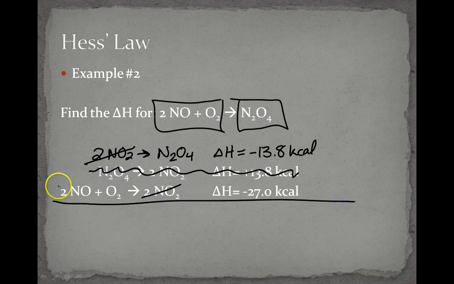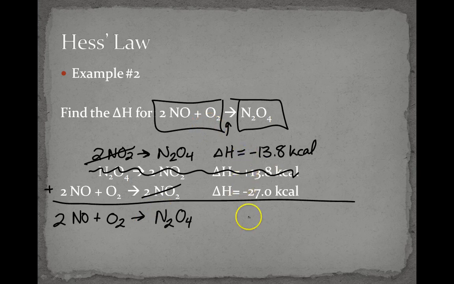And if we were to add up these two reactions, we would have two NOs reacting with an oxygen to make a dinitrogen tetroxide. That's the overall reaction that we were going for. Since this reaction now matches our overall reaction, we can add up the delta H values to find the overall enthalpy for this reaction. So you do negative 13.8 plus negative 27, and you should get negative 40.8 kilocalories for this overall reaction. So that was an example of one where we had to flip the reaction. And remember, if you flip the reactants and products, the sign on the delta H gets flipped as well.